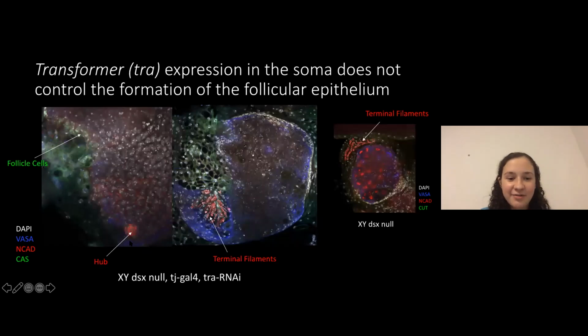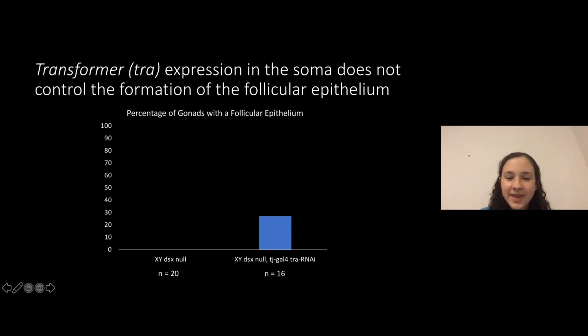But you can see here's one with a hub and it's got follicle cells but no follicular epithelium. And then here's one with a bunch of terminal filaments, also no follicle cells, no follicular epithelium. Pretty much the same as a plain double sex null. Okay, and here's the comparison again.